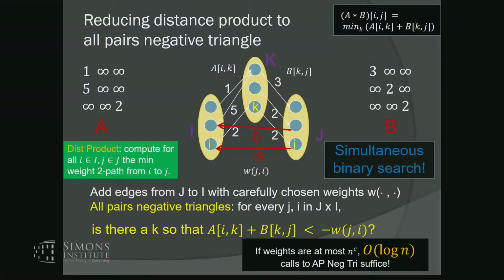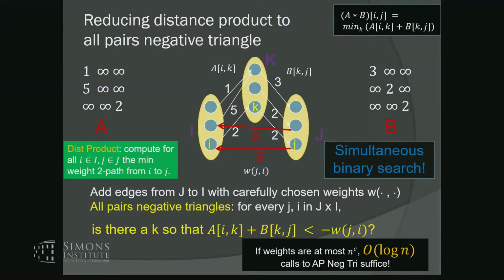Absolutely. Every time we get the output of all pairs negative triangle, we look at the ij entry and we say, did this tell me yes or no? And then I adjust this weight accordingly until I find the correct threshold between yes or no. So now I'm going to do that simultaneously for all of these. So I pick a weight for all of these edges. Then I get my output for all pairs negative triangle.